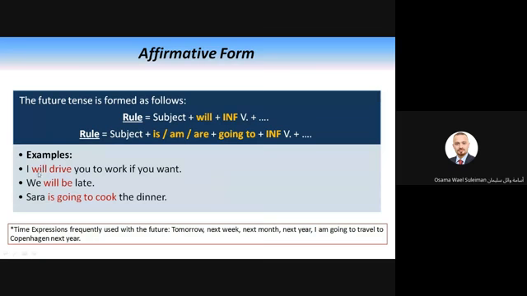Examples: I will drive you to work if you want. This is also an offer. I'm offering to drive my friend, for example, to his work, or my brother, or anyone. So the subject, the speaker, is I, after it the auxiliary verb will, then the infinitive verb, drive, in the present participle form. We said what the present participle is: the first form.